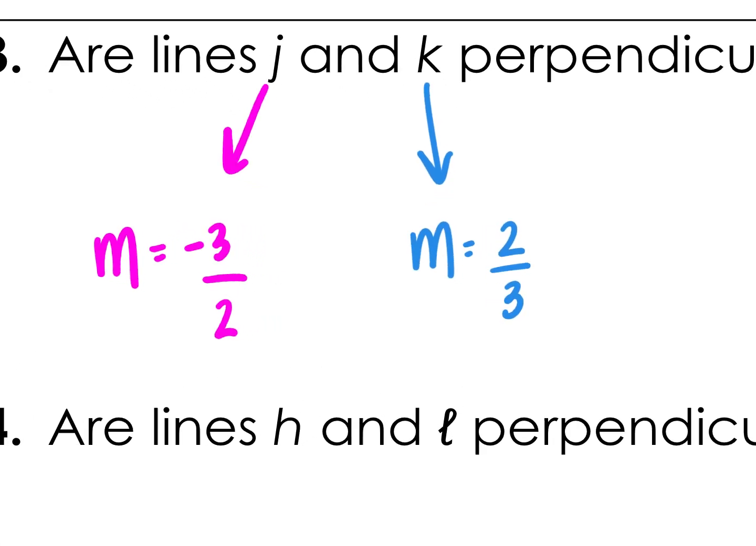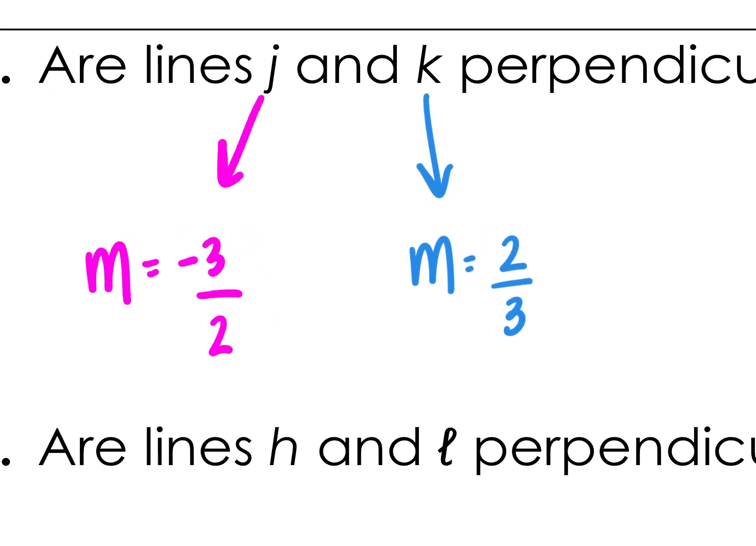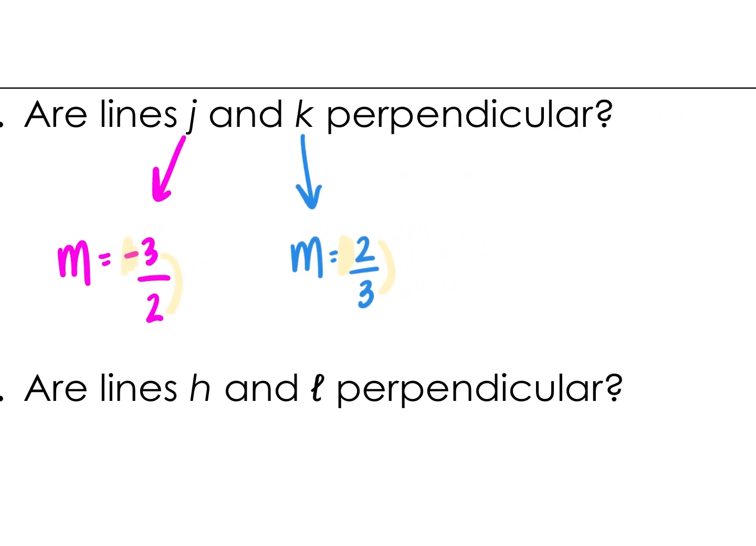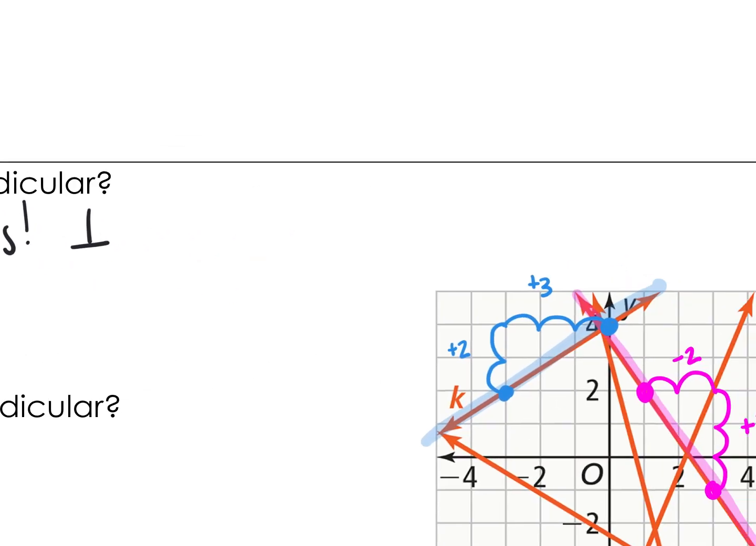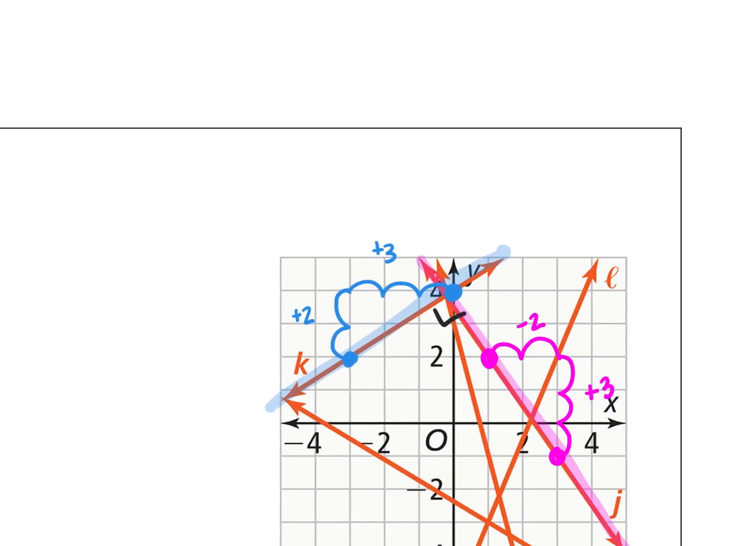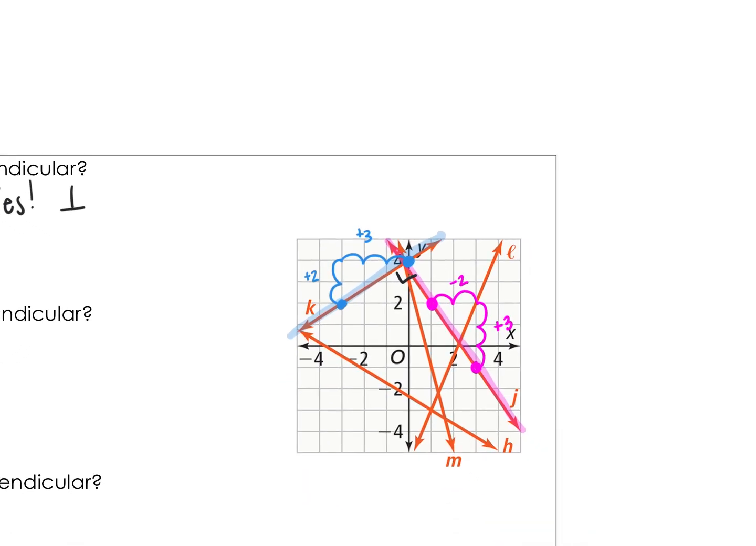Now, take a look at these two numbers. If you multiply them together, negative 3/2 times 2/3, you're going to get negative 6 over 6, which is negative 1. Or you can check the signs, make sure they're opposite. So one's positive, the other's negative, and then those fractions were flipped over. So these we can confirm are perpendicular, which means when they intersect each other right here, they create a right angle. That's all perpendicular means.